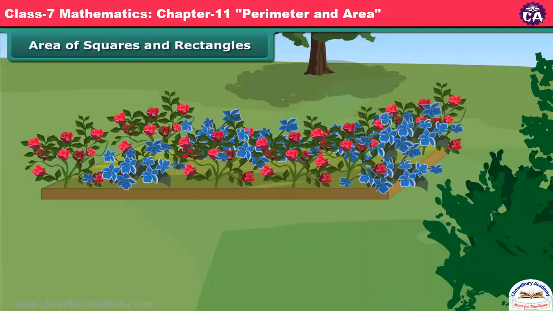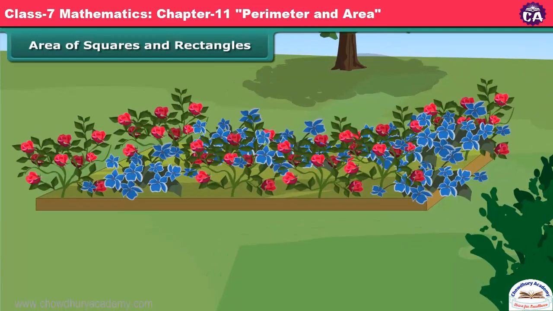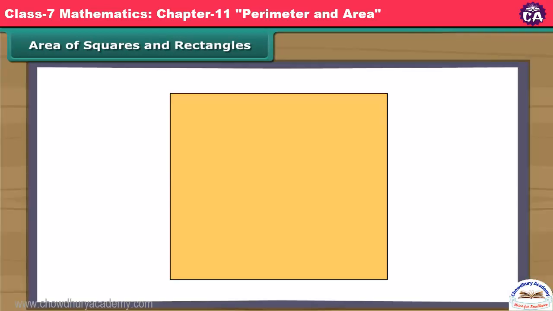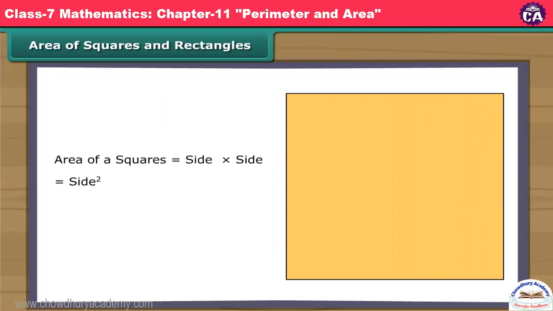Area of squares and rectangles. Students, can you identify the shape of flower bed in the park? It is the shape of a square. A square is a four-sided closed figure with equal sides. Can we find the area inside the flower bed? Yes, if we have the measure of any one side, we can find the area. The area of a square is the square of its side.